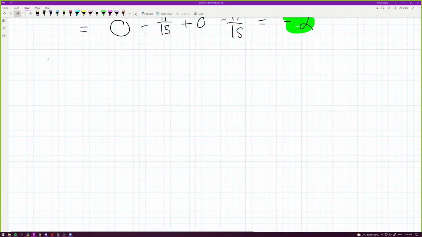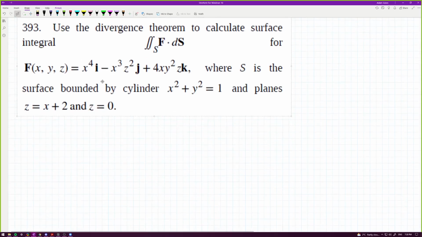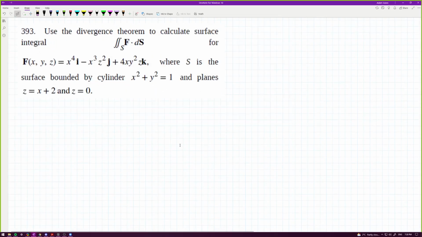Okay. So this one is number 393 from the textbook, which is assigned work, right? Use the divergence theorem to calculate the surface integral for this vector field, where S is the surface bounded by that cylinder and those two planes. So essentially, we have some sort of cylinder in the XY plane, right? But it goes behind, so I have to draw it behind.